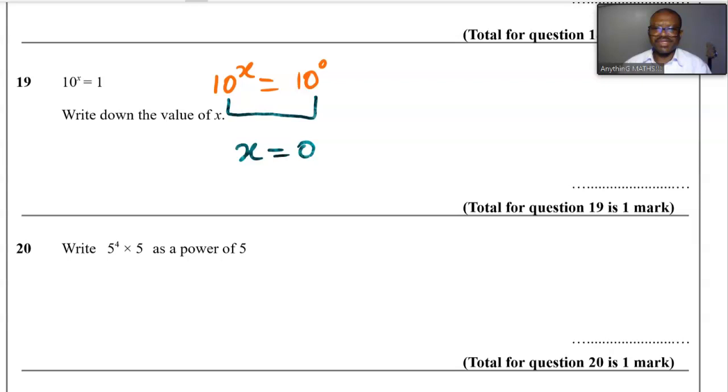Now be careful. So write this as a power of 5. And these 5 raised to the power 4 times 5. The 5 is raised to the power 1. So you add 4 plus 1, and you're going to get 5 raised to the power 5.